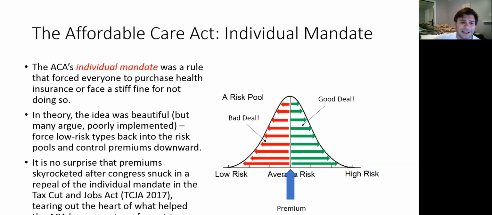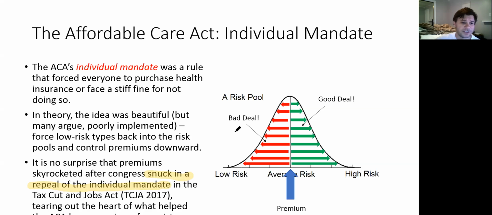It is no surprise that after Congress snuck in a repeal of the individual mandate in the Tax Cuts and Jobs Act of 2017, which was just supposed to be about tax cuts, but they snuck in this key provision at the end that said, hey, we're going to go ahead and repeal that individual mandate, but don't worry, every other part of the Affordable Care Act will stay there.